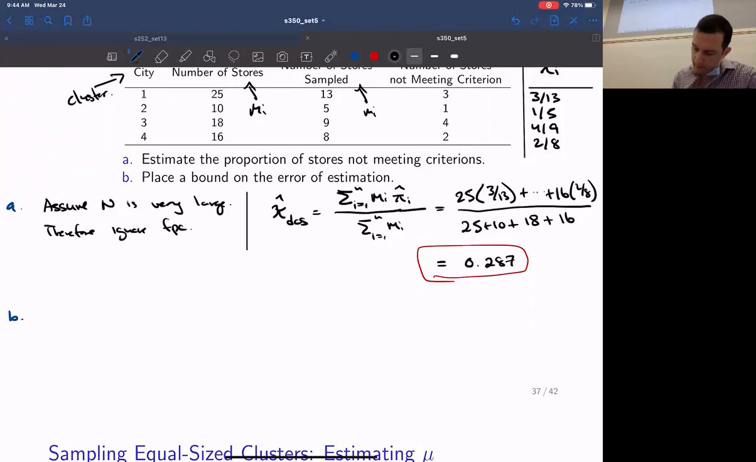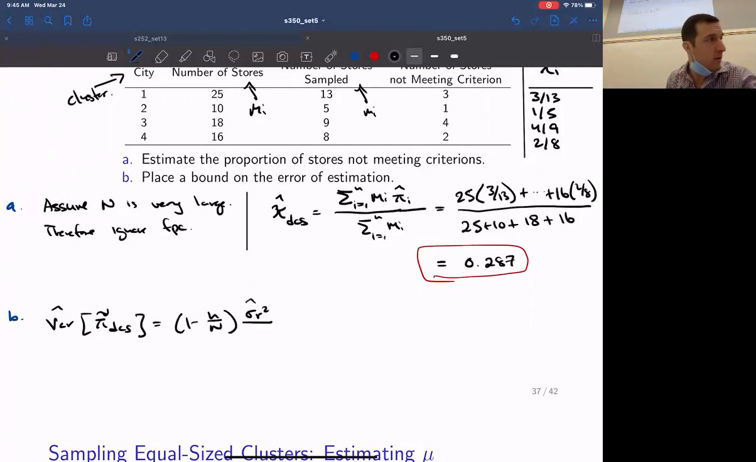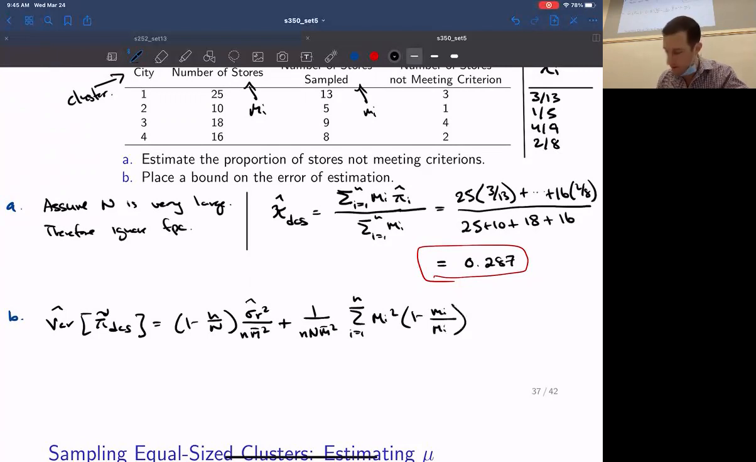Okay, now what we want to do is bound this estimator. So we have the variance of pi tilde DCS is equal to 1 minus little n over capital N times sigma squared r over little n times m bar squared plus 1 minus little n capital M n m bar squared multiplied by the sum from i equals 1 to n of the mi squared, 1 minus little mi over capital mi, times the pi i hat, 1 minus pi i hat, over mi minus 1. All right, so we are assuming that n is really large. So that means that this expression will go to 1 because we're going to ignore the FPC. So we're effectively just multiplying by 1.